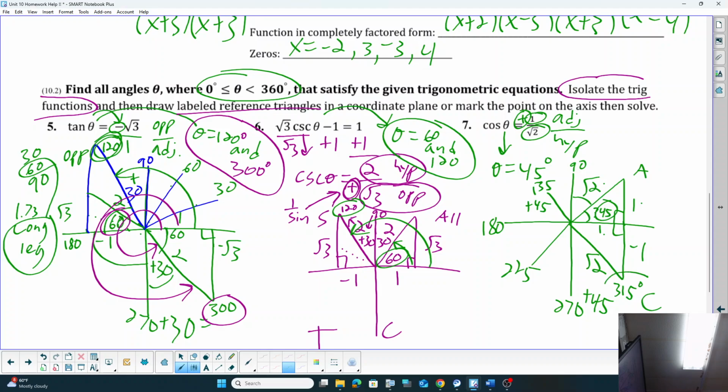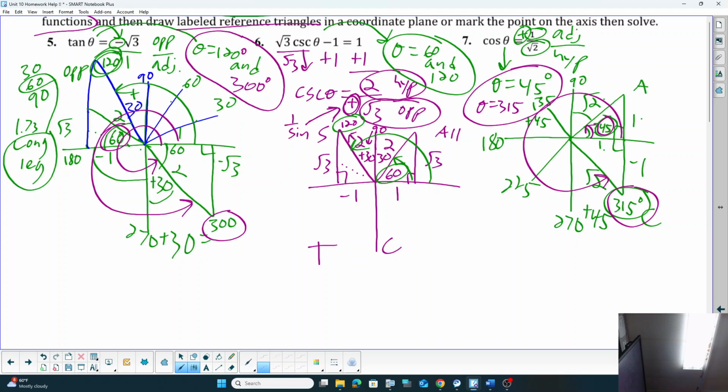That's our other answer. So we have 45 degrees as our answer, and then all the way around to 315 degrees. Those are our two answers. Let's double check on our practice test there. Looking good to me. Yep, looks good. Hopefully this is good practice for you.